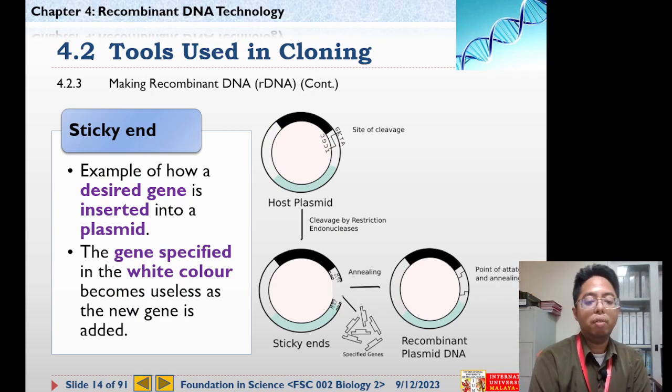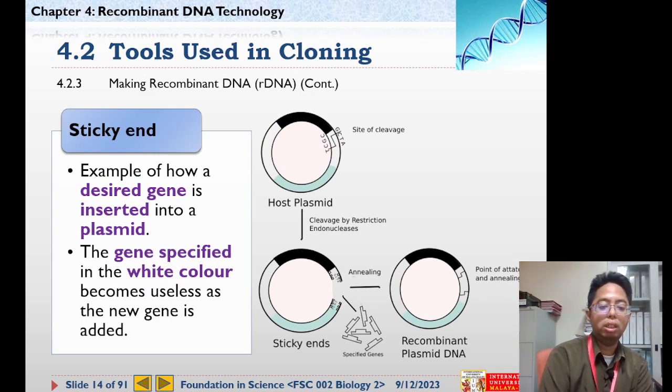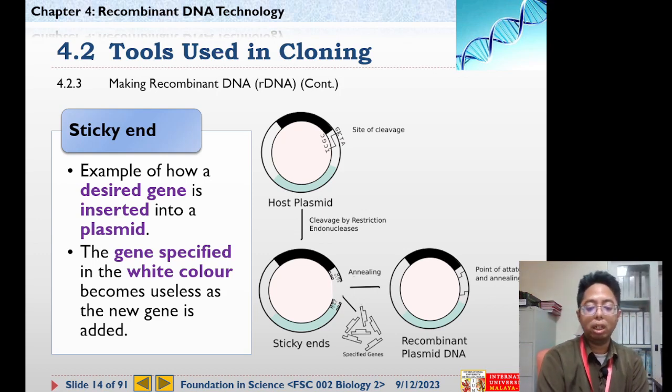Sticky end. Okay, if you can see there, one part has TCGC, and then the plasmid DNA, which is the recombinant, also will have TCGC, but in a backwards configuration. So because both of them match, that means they can be joined together.